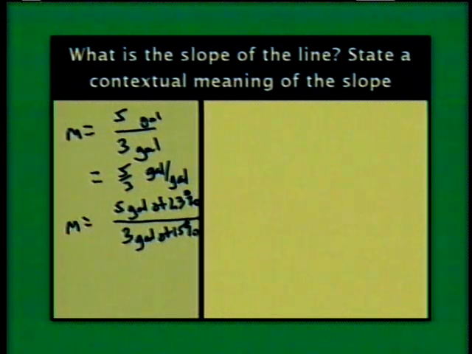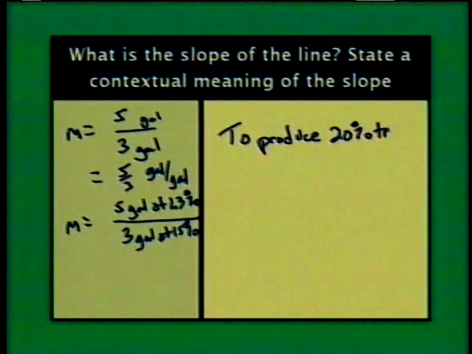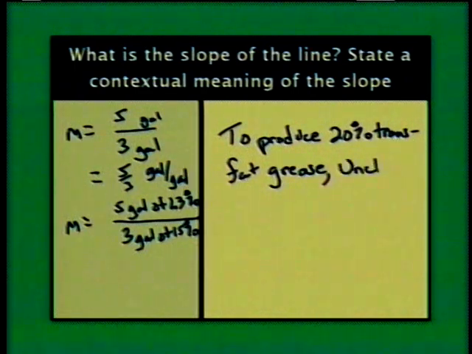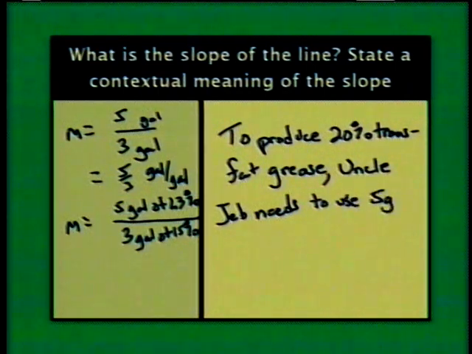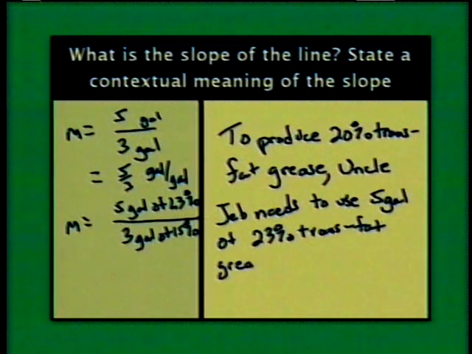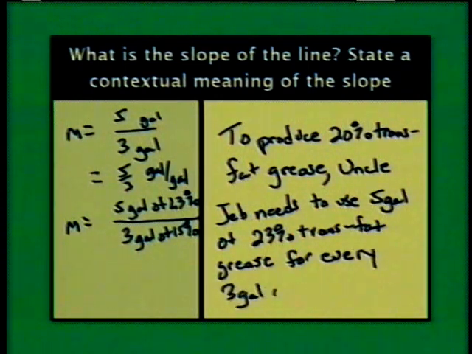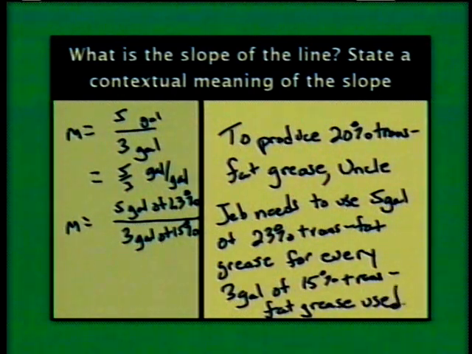The contextual meaning of this slope is that to produce 20% trans fat grease, Uncle Jeb needs to use 5 gallons of 23% trans fat grease for every 3 gallons of 15% trans fat grease used.